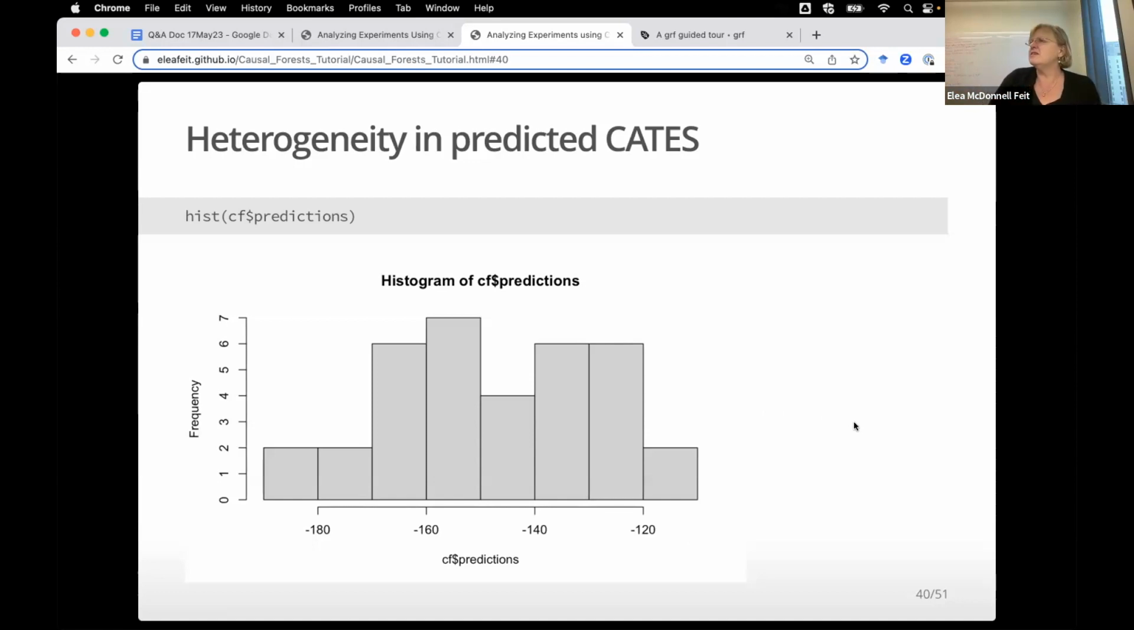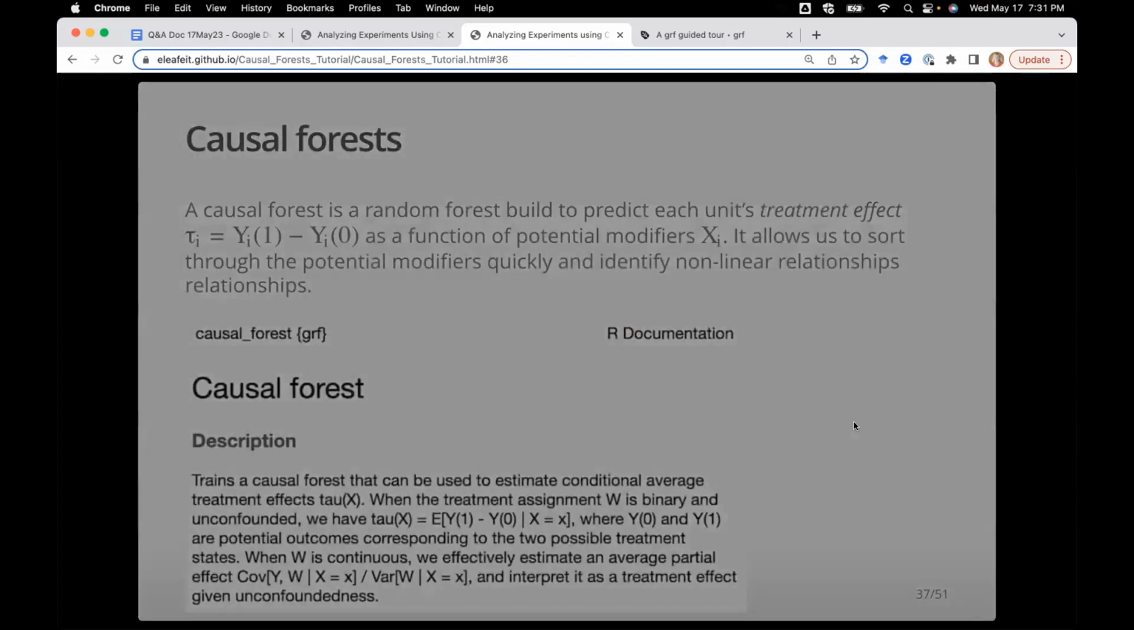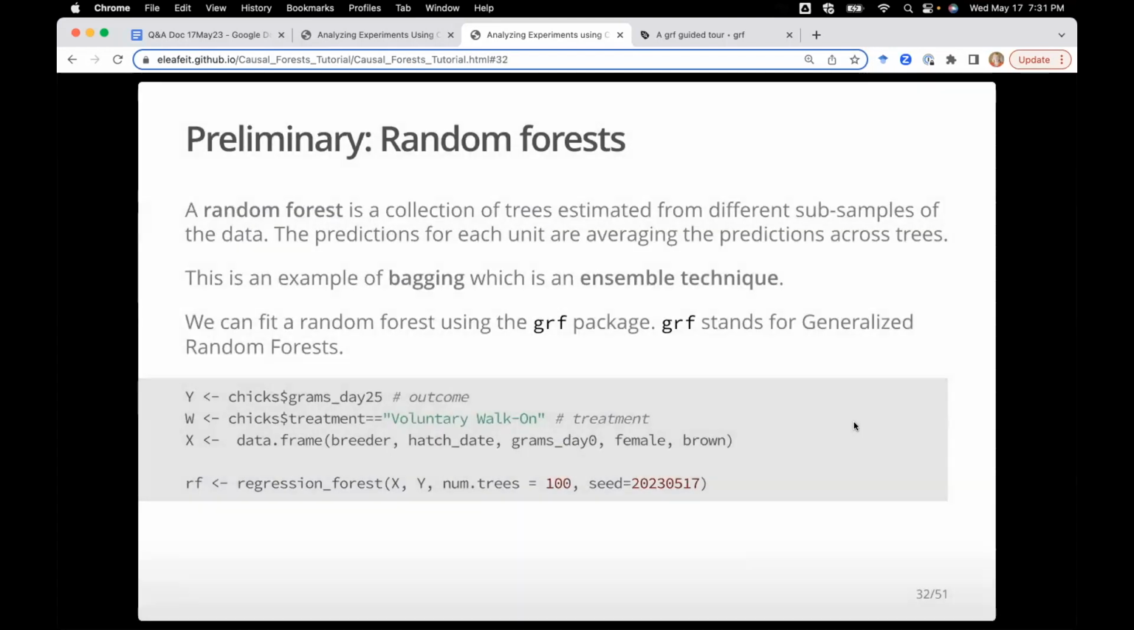Maybe now is a good time to take a couple questions. Yeah, it looks like we have quite a bit in the chat, starting with Jessica Vera asking, can we estimate p-values?